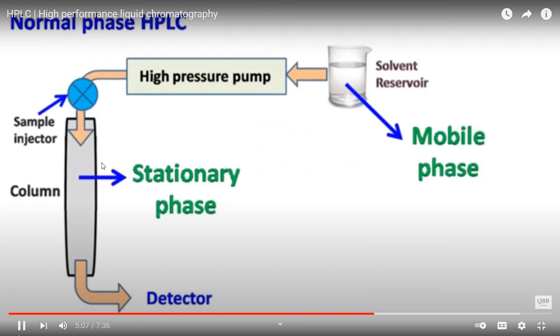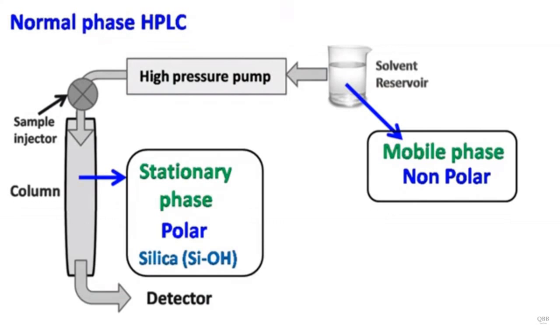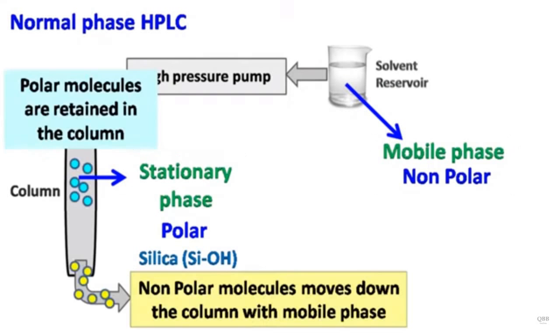Now let's see different types of HPLC. Normal phase HPLC. In this type of HPLC, the stationary phase is polar while the mobile phase is non-polar. Usually, silica is preferred as a stationary phase as silica has the SiOH group which gives its polar nature. During normal phase HPLC, polar molecules are retained on the stationary phase while the non-polar molecules move fast down the column with the mobile phase.